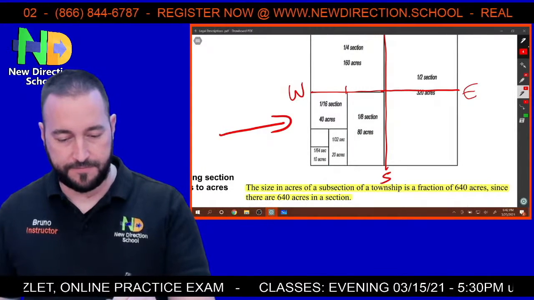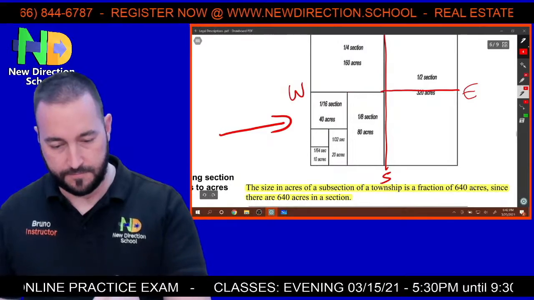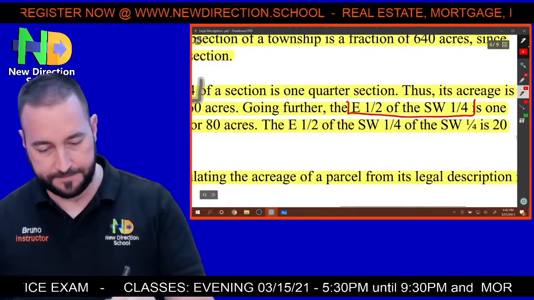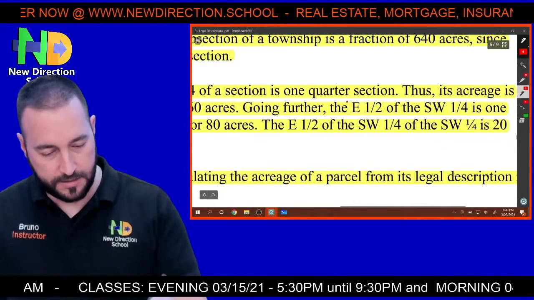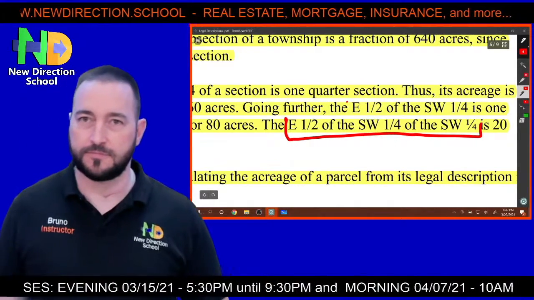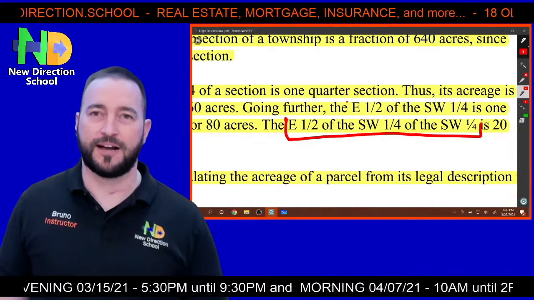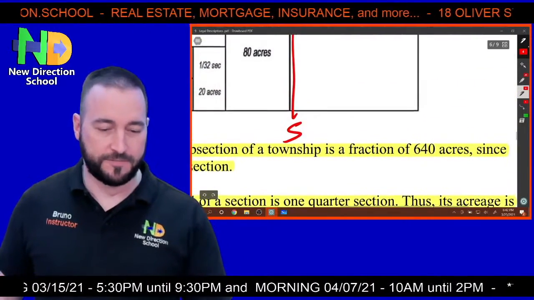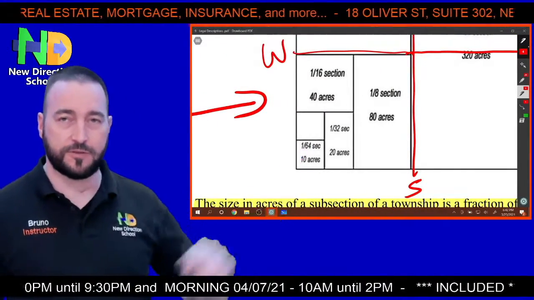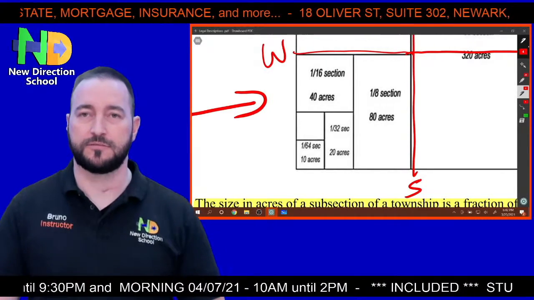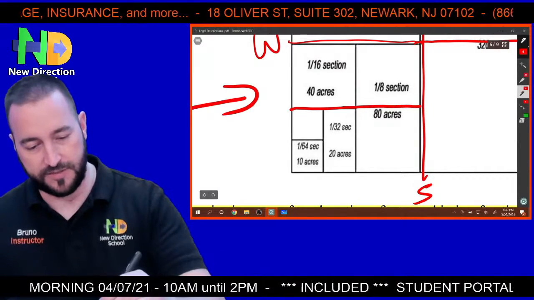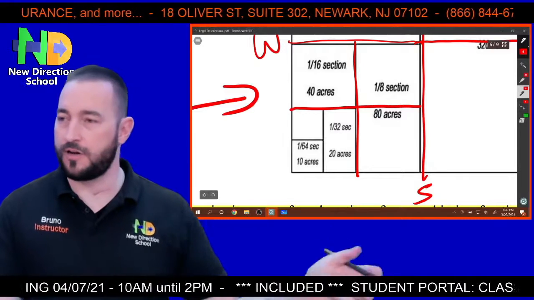Now, what if they said that I own the east half of the southwest quarter of the southwest quarter? Now it got complicated, right? Go back here. East half of the southwest quarter, we got southwest quarter, of the southwest quarter. That means we have to divide this one. This quarter needs to be divided into 4 because it's a quarter of the quarter.